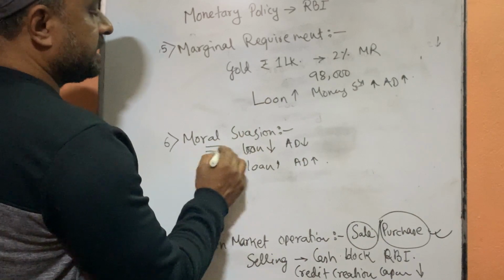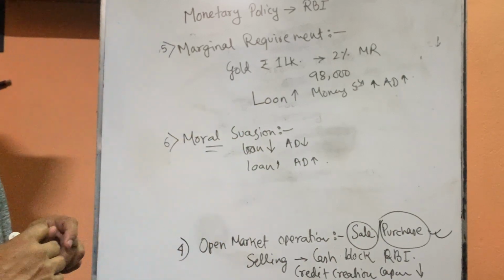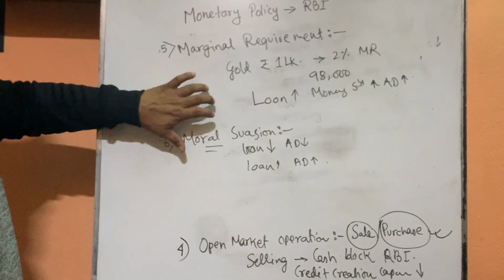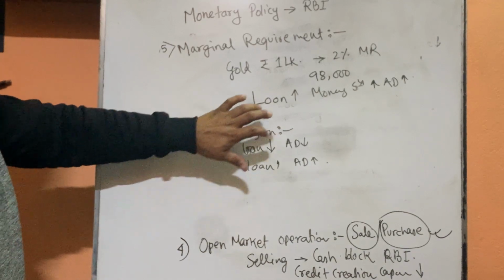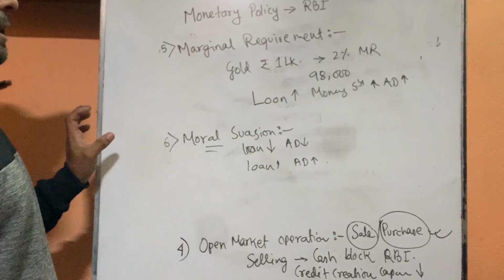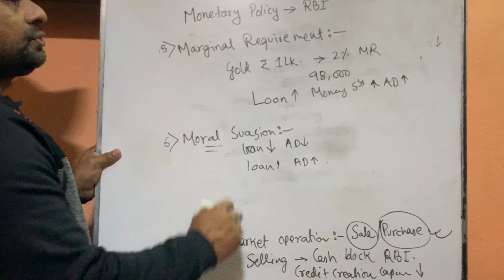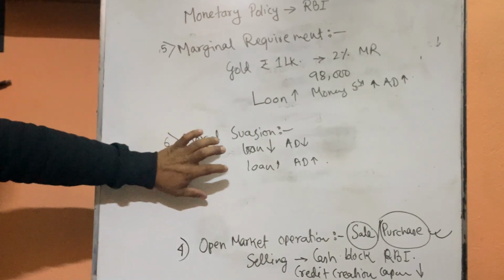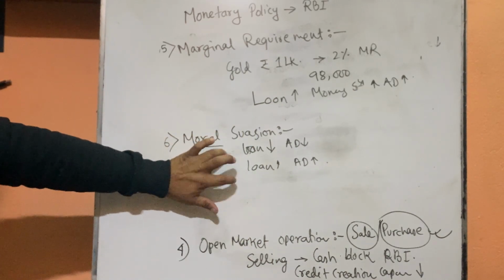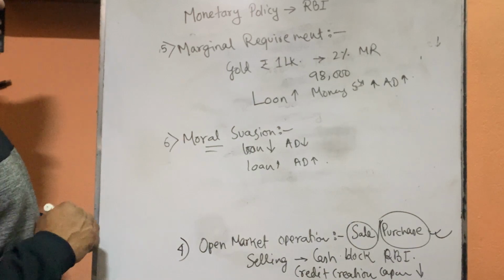So moral suasion is nothing but the rules, regulations, restrictions and guidelines which the central bank imposes on the commercial banks. During excess and deficient demand, according to requirement, the central bank guides the commercial banks to increase the loans or to reduce the loans. Okay, so that's all about the whole chapter.